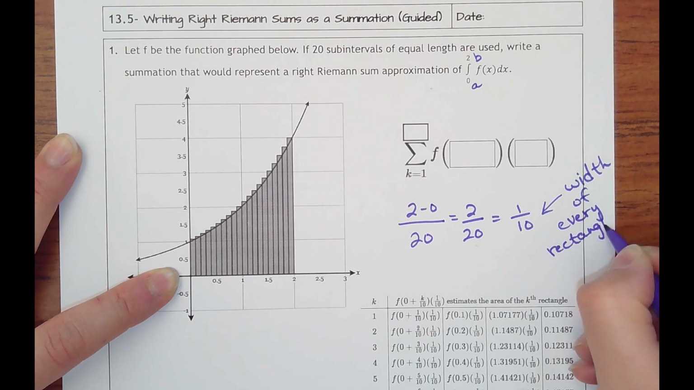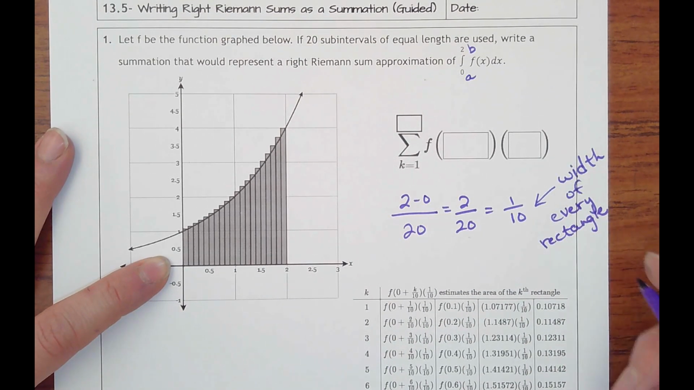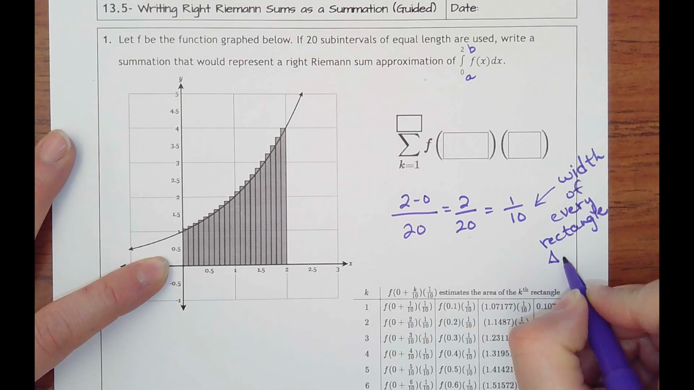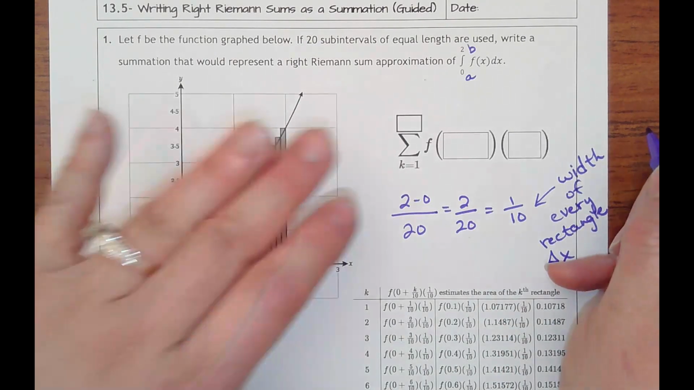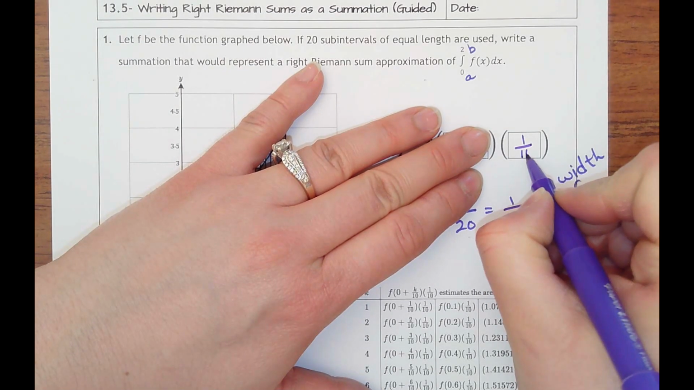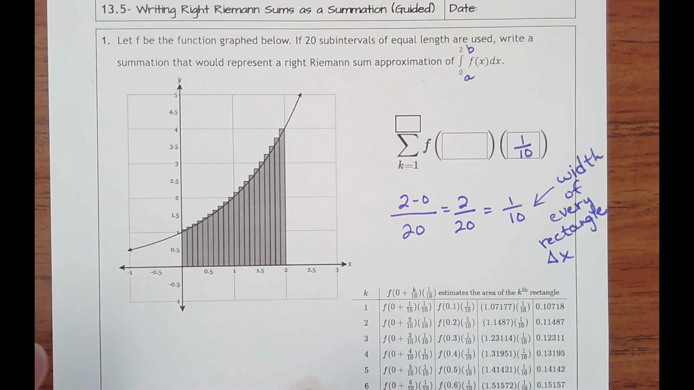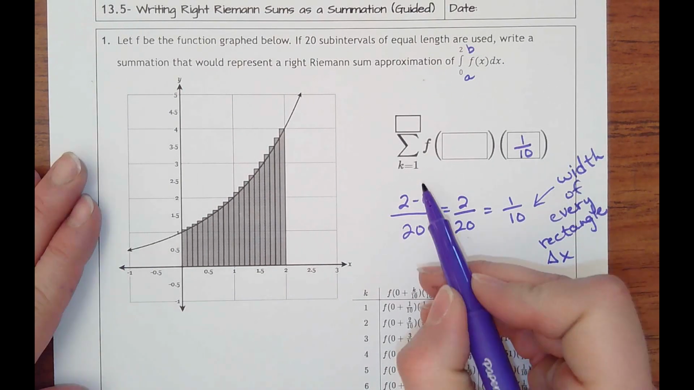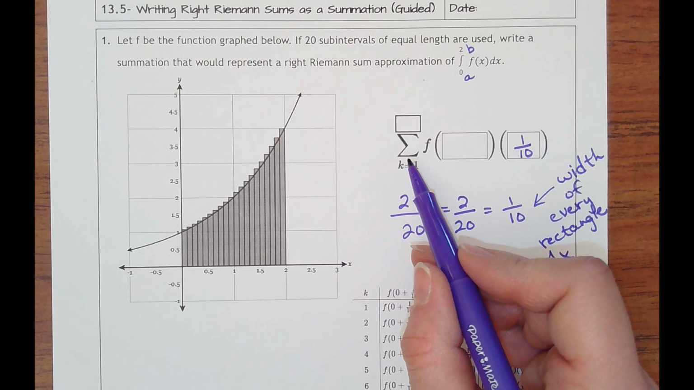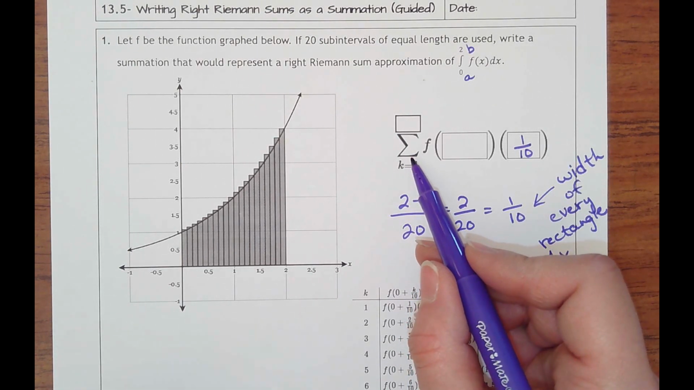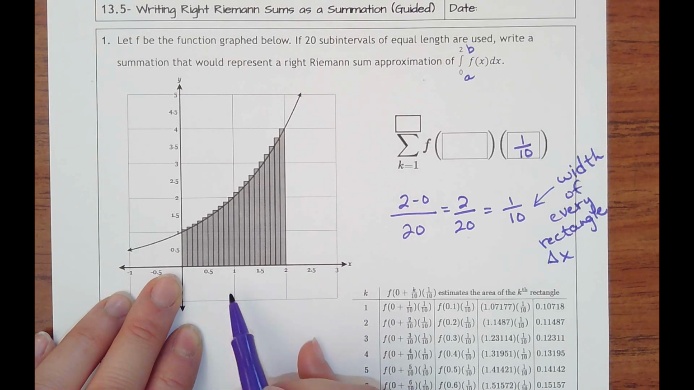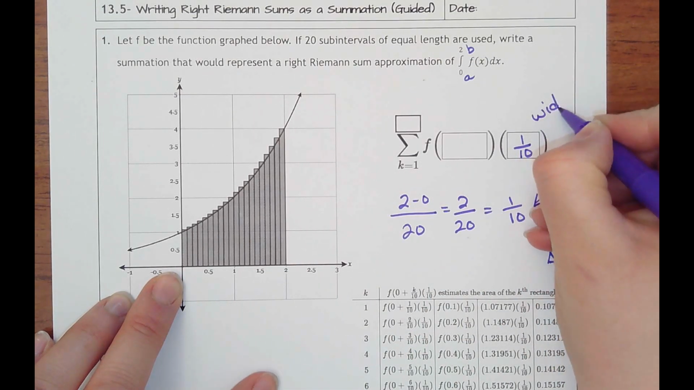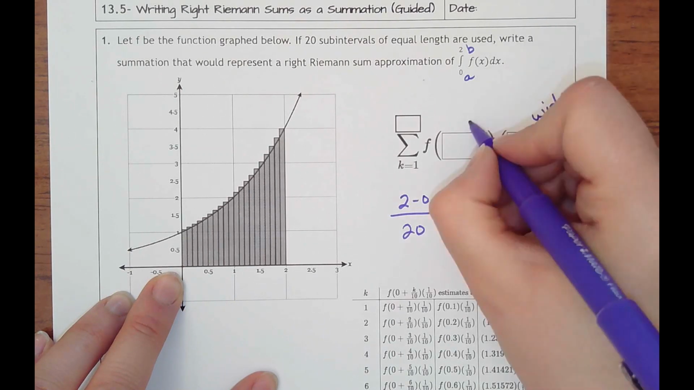If you look at how they explain it on Delta Math, they'll call it delta x. That means change in x, what x is changing by. That's going to go in the second parentheses, because all we're doing is finding the area of all my rectangles summed together. We learned this letter is really a capital S, summing together all these rectangles from 0 to 2, and I know they have a width of 1/10. So width goes here. Now I need a height.